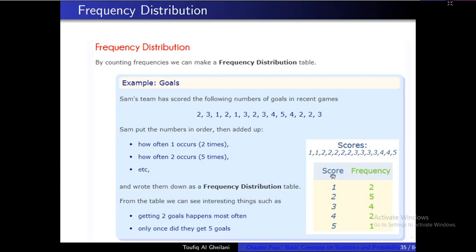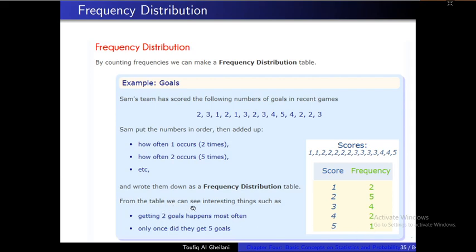This table: scores, 1 goal; frequency, 2 times. 2 goals, frequency, 5 times. 3 goals, frequency, 4. And 4 goals, frequency, 2 times. And 5 goals, frequency, 1 time.